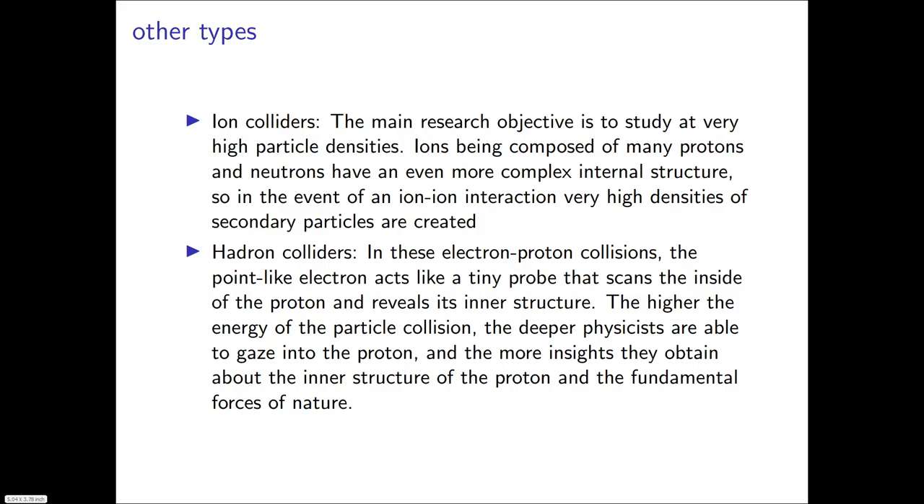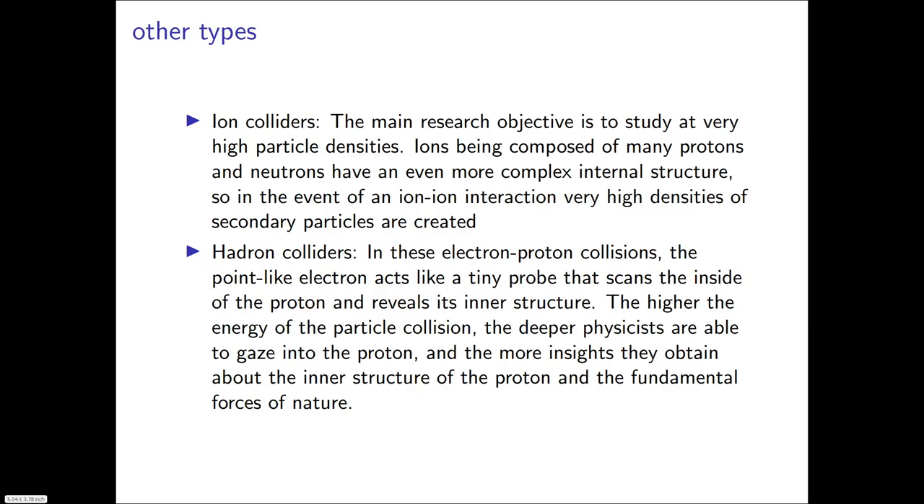Other types of colliders. Ion colliders. I have talked about ion colliders when talking about producing antiprotons, right? The main research objective here is to study high particle densities. An ion consists of many protons and neutrons and has a very complex inner structure. So if we want to study the secondary particles, or particles with two or more quarks, we generally use ion-ion interaction. The LHC has also used ions for collisions, apart from protons.